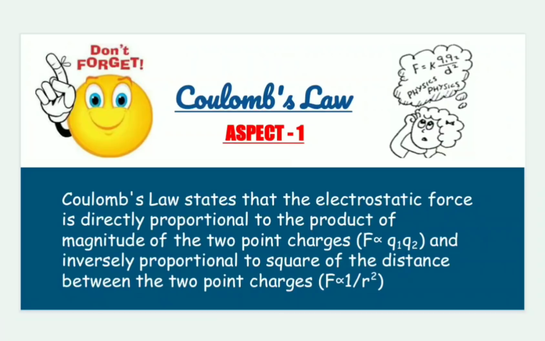Coulomb's law states that the electrostatic force is directly proportional to the product of the magnitudes of two point charges, that is F is proportional to q1 q2, and inversely proportional to the square of the distance between the two point charges, that is F proportional to 1 by r square. So here you can see that we are representing two charges q1 and q2.